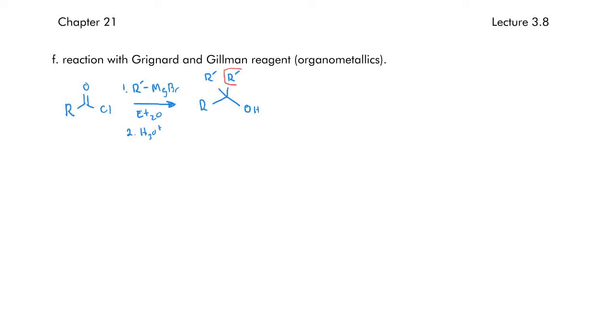Now, this is interesting. We have two R groups, those R primes, that come from the Grignard reagent. So that Grignard reagent, we need to provide two equivalents of it because it needs to put on those two R prime groups. So we get a tertiary alcohol. Let's look at the mechanism for how this works. Why do we get two R primes?